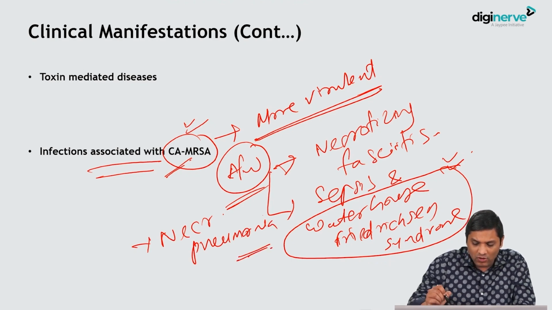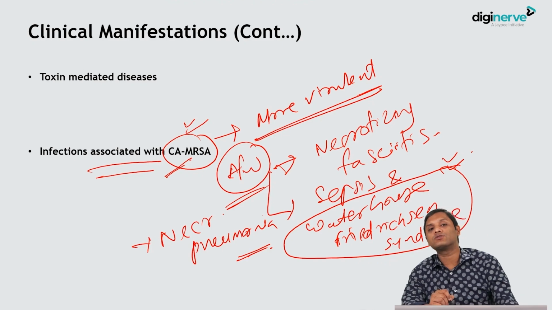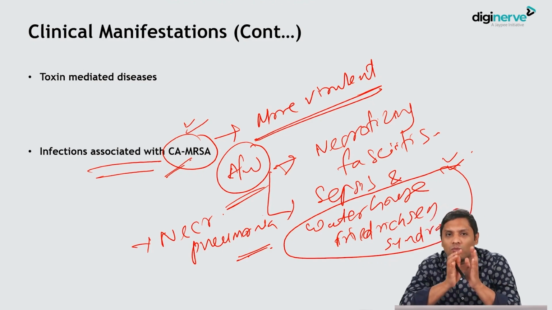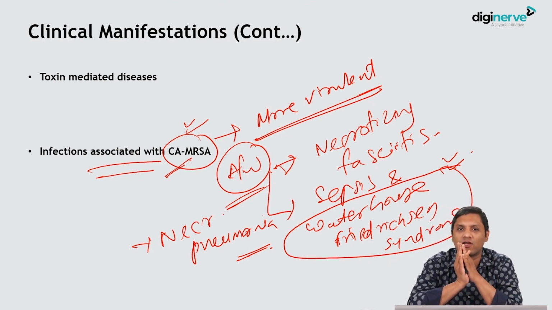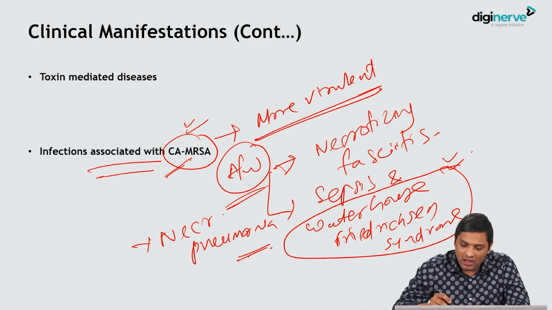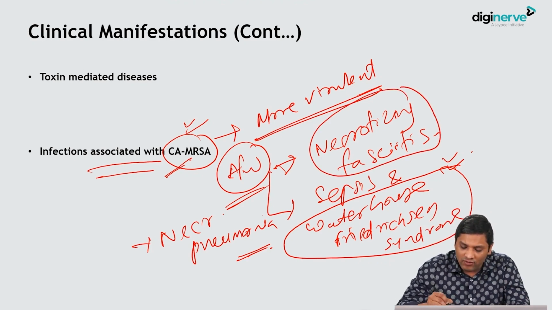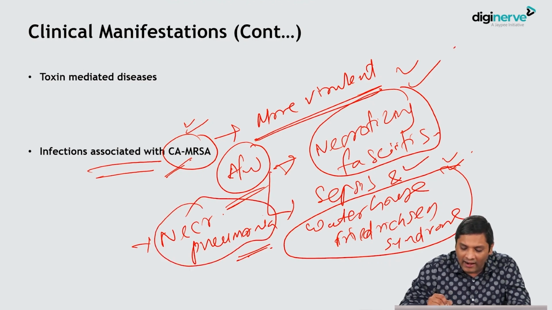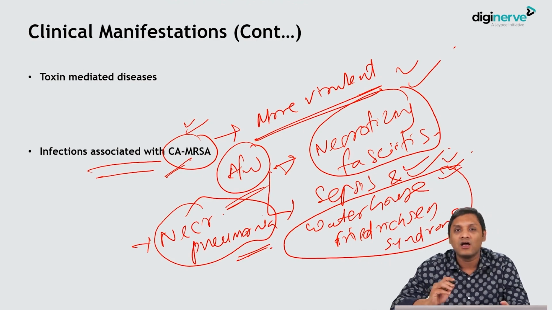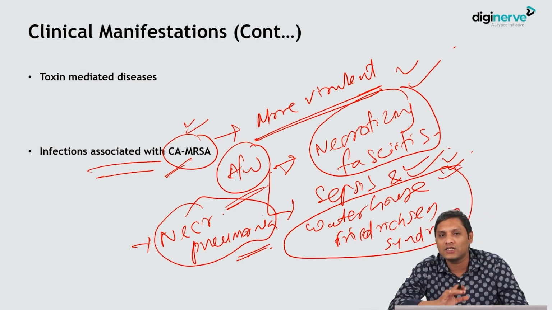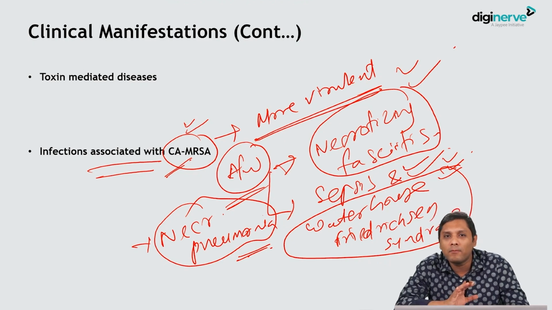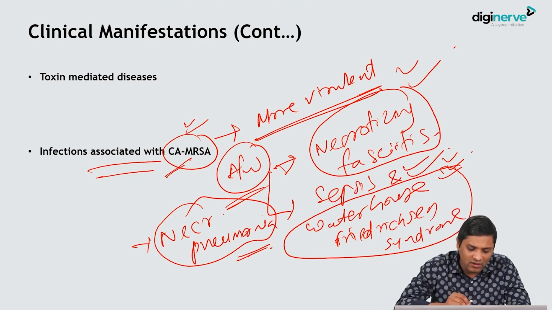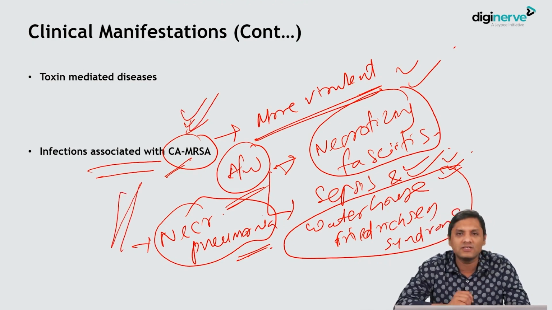Okay. So remember that community associated MRSA strains are more virulent than hospital acquired strains. They can cause a higher frequency of necrotizing fasciitis, necrotizing pneumonia and sepsis, especially with Waterhouse-Friderichsen syndrome, which is otherwise a usual complication of meningococcal infection. So these are the various infections associated with CA-MRSA.